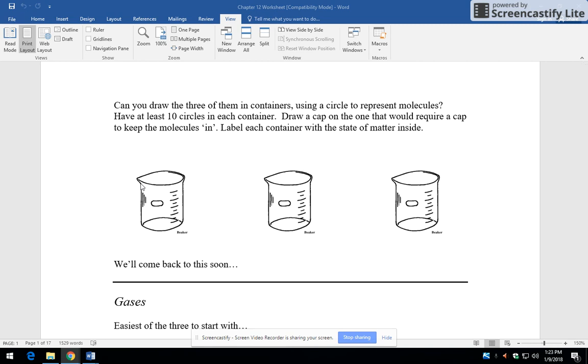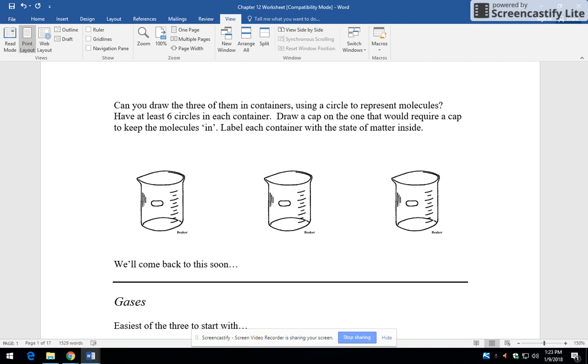And then what I'm going to have you do is there are three beakers you see here on the page, and I want you to draw each state of matter, labeling them underneath with circles to represent the molecules. And 10 circles is probably too much, but let's change it to 6. So have 6 circles in each container, each representing a molecule, and show the difference between the three phases.